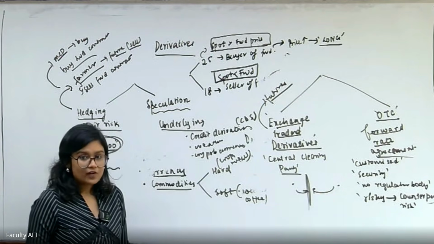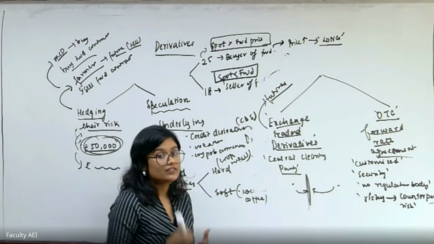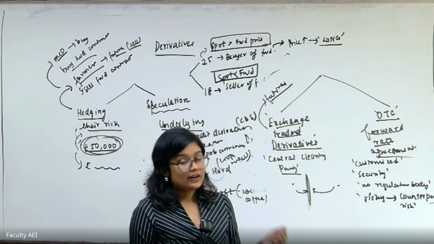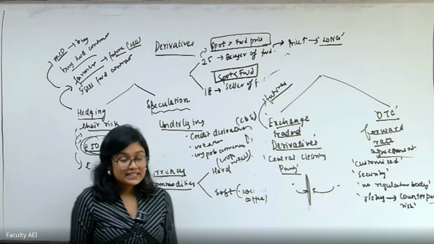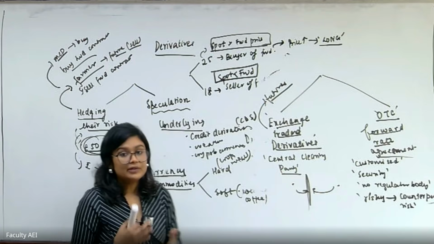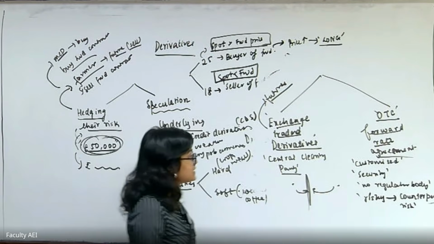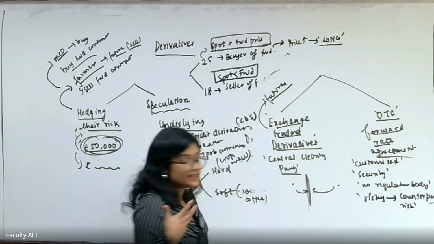The meaning of forward rate agreement and futures is exactly the same, that you decide today, after 6 months, at what price you would be exchanging the commodities. But in case of futures, you have a regulatory body in between, who would be monitoring your activities. But in forward rate agreement, that is not the case.